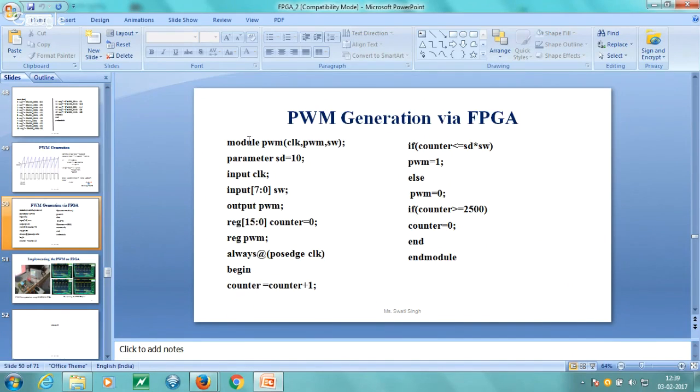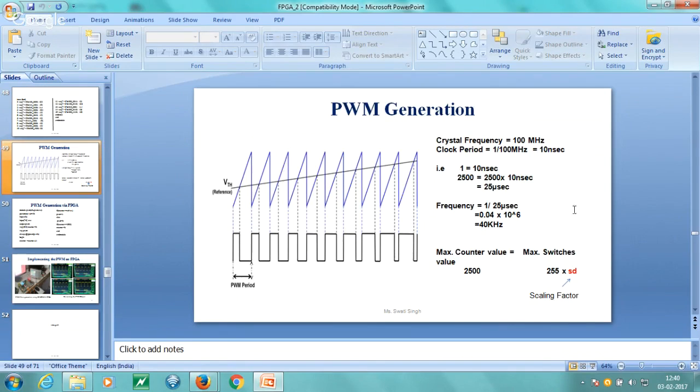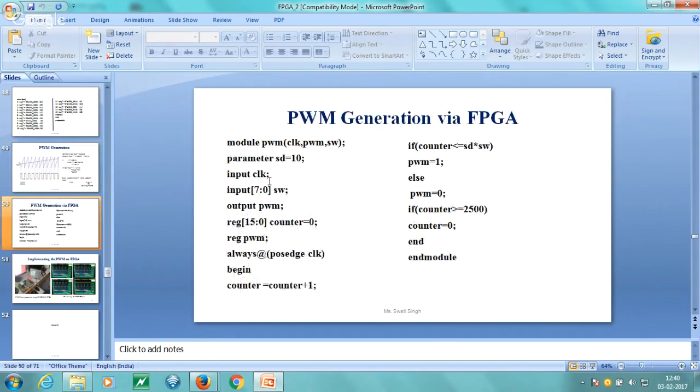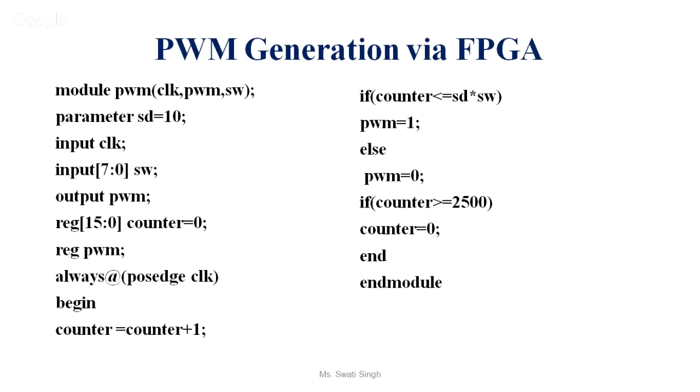Here I am going to generate a PWM signal via FPGA. So I am taking this example: module PWM(clock, PWM, switch). Here parameter SD. SD is the parameter here for the scaling factor. To equalize these equations, I am taking the SD parameter, input clock, switch. Here I am taking 8 switches, which means I am going to change the width of PWM via switches.